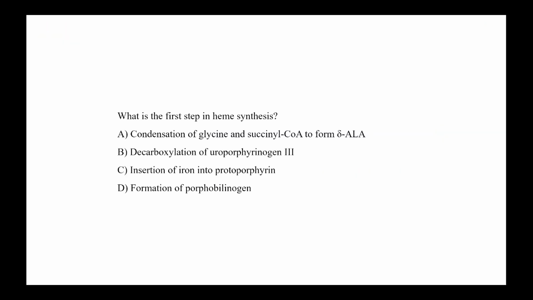So starting with the first question, what is the first step in heme synthesis? Option A, condensation of glycine and succinyl coenzyme A to form delta ALA. Option B, decarboxylation of uroporphyrinogen 3. Option C, insertion of iron into protoporphyrin. Option D, formation of porphobilinogen.